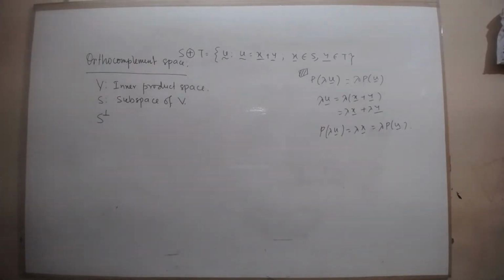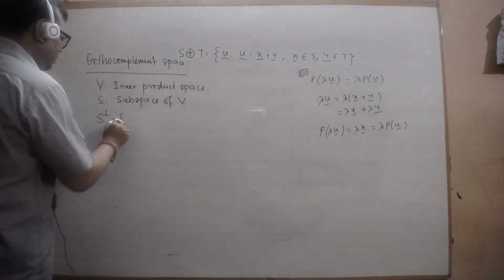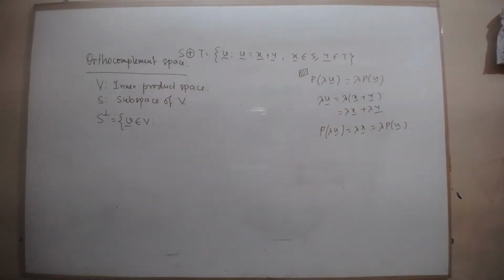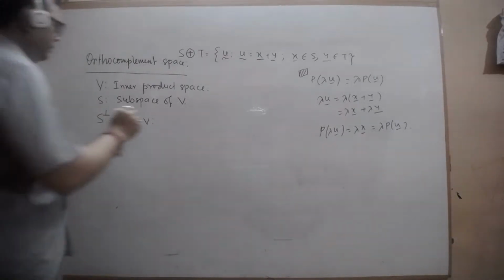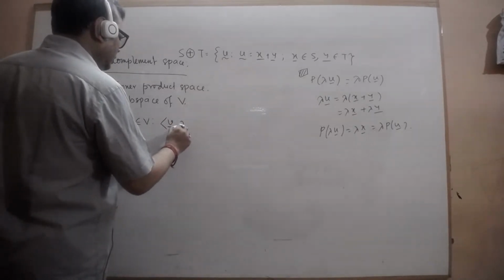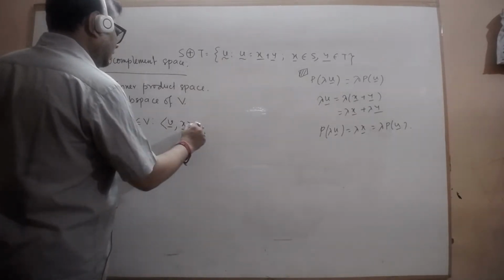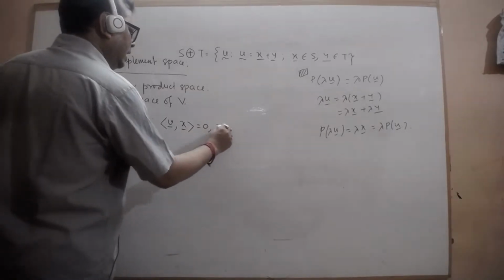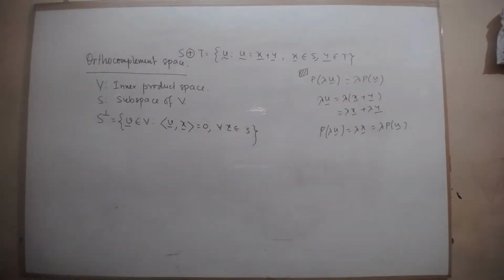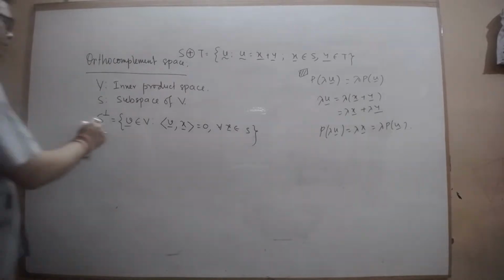Then the orthocomplementary space, denoted this way, is the collection of vectors v curve belonging to capital V such that the scalar product of v curve with any vector x in S is 0, for all x belonging to S. This is the orthocomplementary space of S.